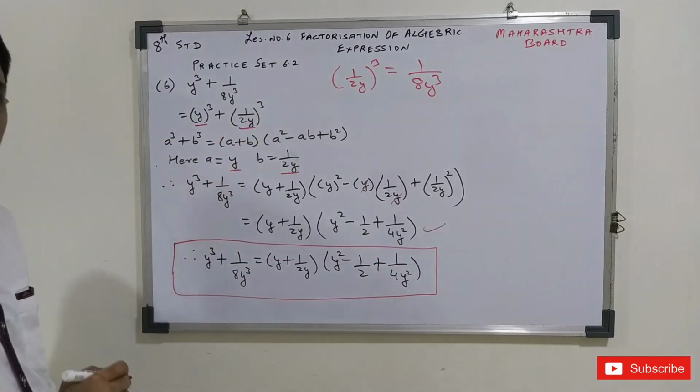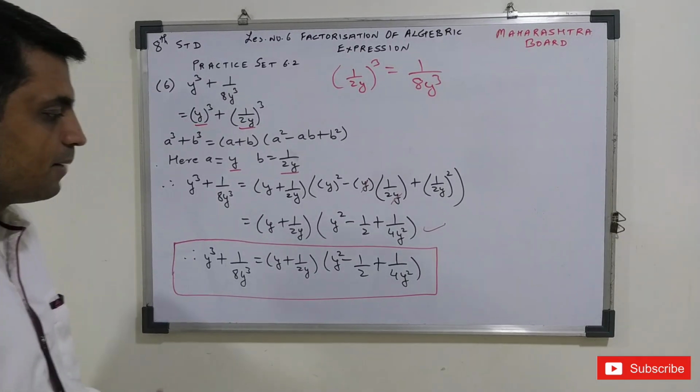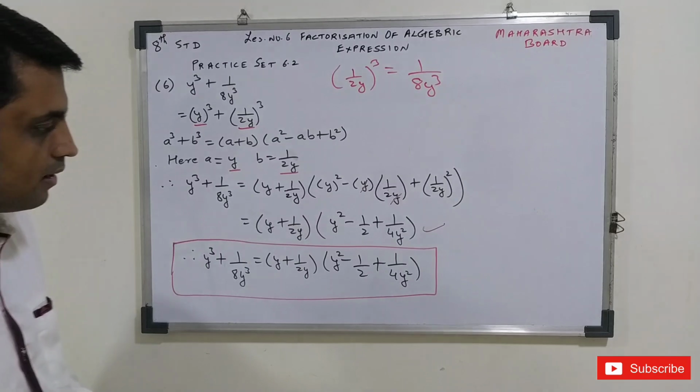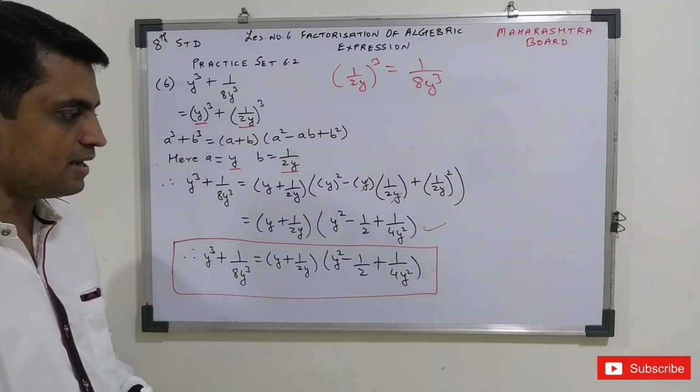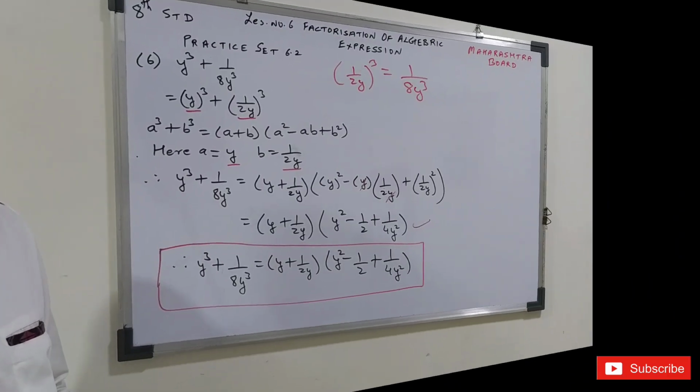What is the final answer? y cube plus 1 upon 8y cube is equal to y plus 1 upon 2y, next bracket y square minus 1 upon 2 plus 1 upon 4y square.